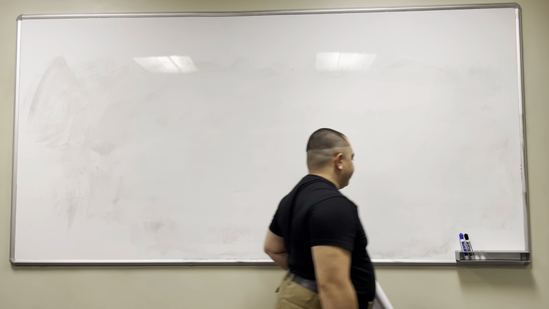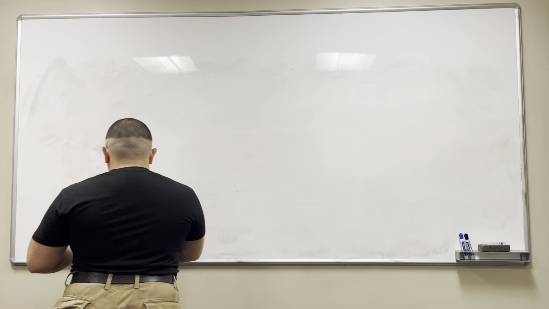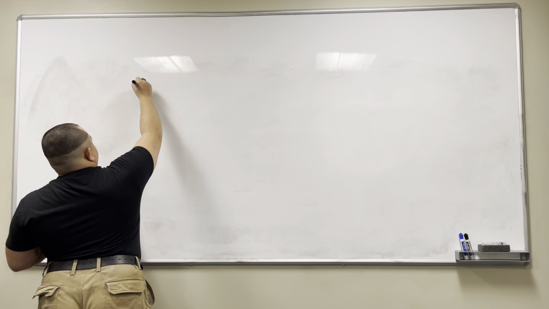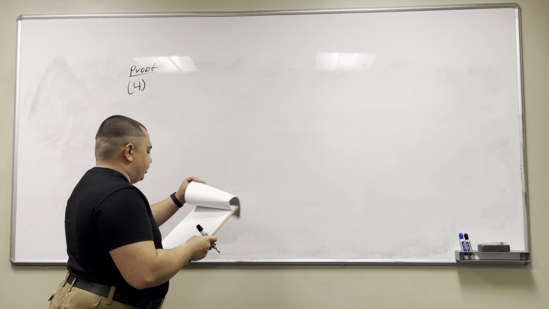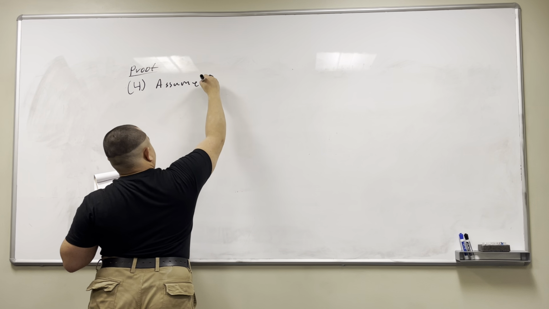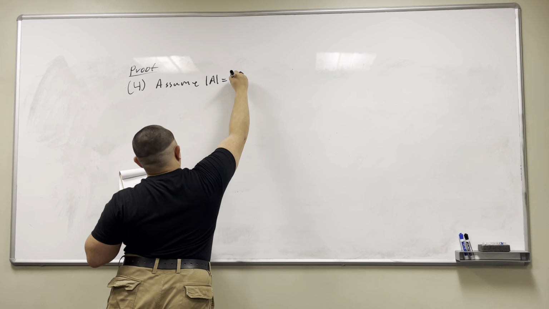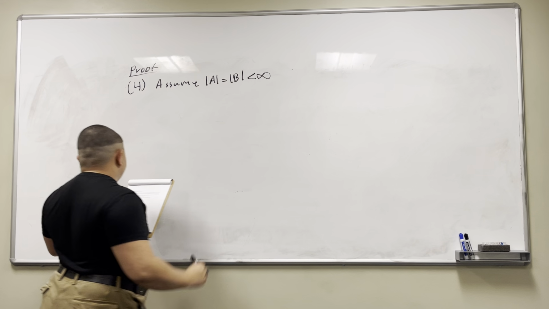Oh, and I didn't draw the little arrows before, but conversely, those things follow the same pattern, so that's fine. And that last bit which we haven't proven yet from the proposition: finite. So assume the cardinality of A is equal to the cardinality of B, and that both of these are not infinite. They are in fact finite.